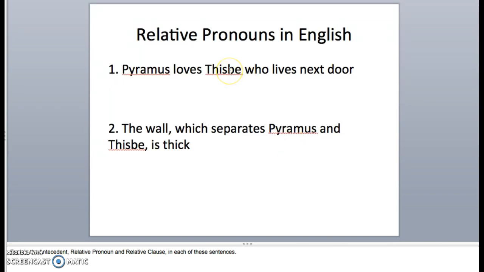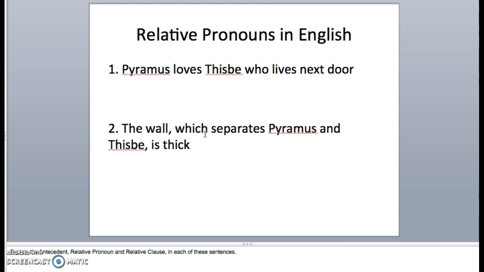So let's see. There are three components here that I want us to be able to recognize. One is, what is the antecedent? What is the relative pronoun itself? And then what is the relative clause? So if you want to pause the video and see if you can answer what the antecedent, relative pronoun or relative clause is of these two sentences before I tell you, that would probably be a good idea.